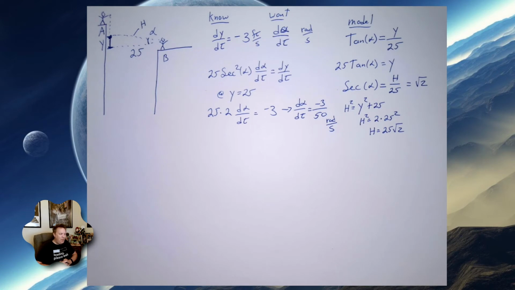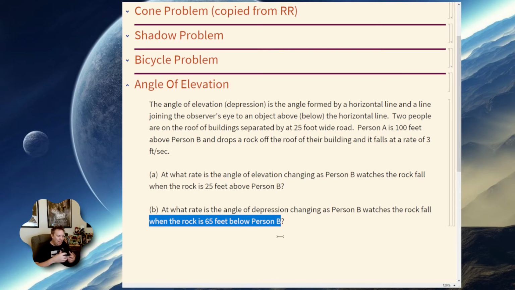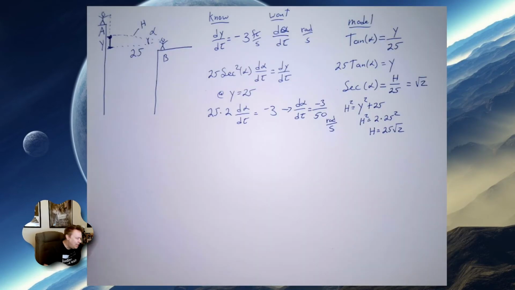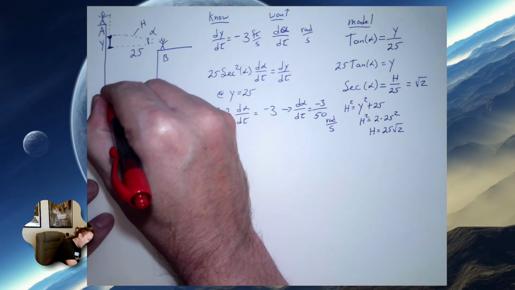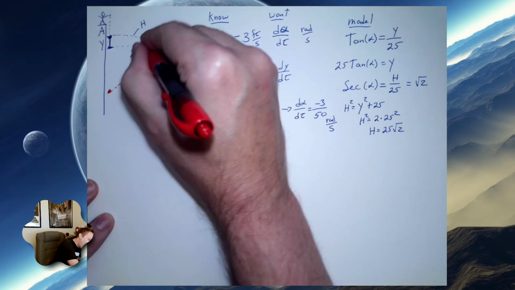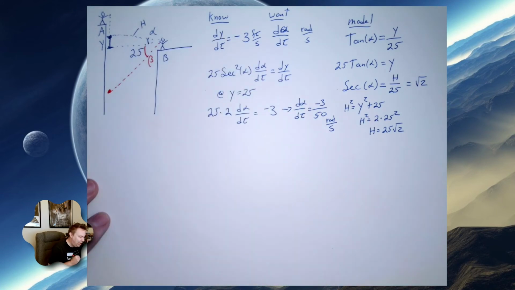Now part B is very, very similar. The difference between part A and part B is that the rock is 65 feet below person B. So I can use some of the same techniques, actually almost the same exact equations, to deal with part B. The difference here is that now the rock is down 65 feet below, so I'm going to look at this angle right here. And let me call this angle beta in there.